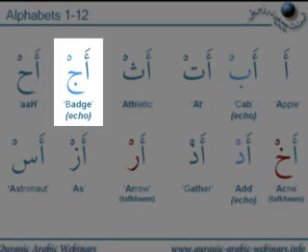The letter Jim is one of the echo letters, so when it's sakin, it will be aj, aj, slight echo there, and that will be equivalent to the sound of aj in the word badge.